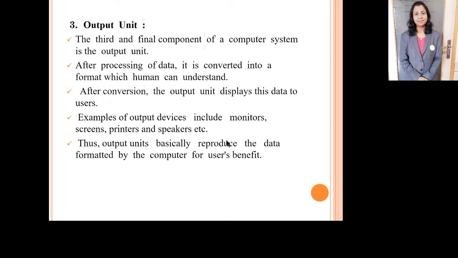Last is the output unit. It is the third and final component of a computer system. After processing, the data is converted into a format which can be understood by humans. After conversion, the output unit displays this data to the users. The main function of this output unit is to display the data after processing. Examples of output devices include monitors, screens, printers and speakers. Thus, output units reproduce the data formatted by the computer for the users' benefit.